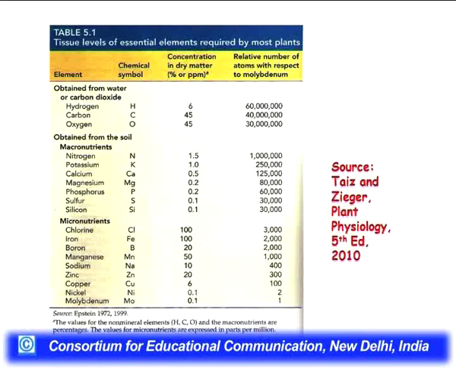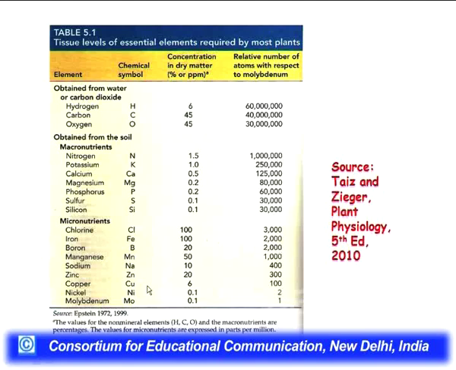Now if you look at the slides here, this is from a book on plant physiology, 5th edition, 2010, written by Taiz and Zeiger. In this table, the left column tells you the different kinds of elements present in plants: hydrogen, carbon, oxygen, and then nitrogen, potassium, calcium, magnesium, phosphorus, sulfur, silicon, chlorine, iron, boron, manganese, sodium, zinc, copper, nickel, and molybdenum.